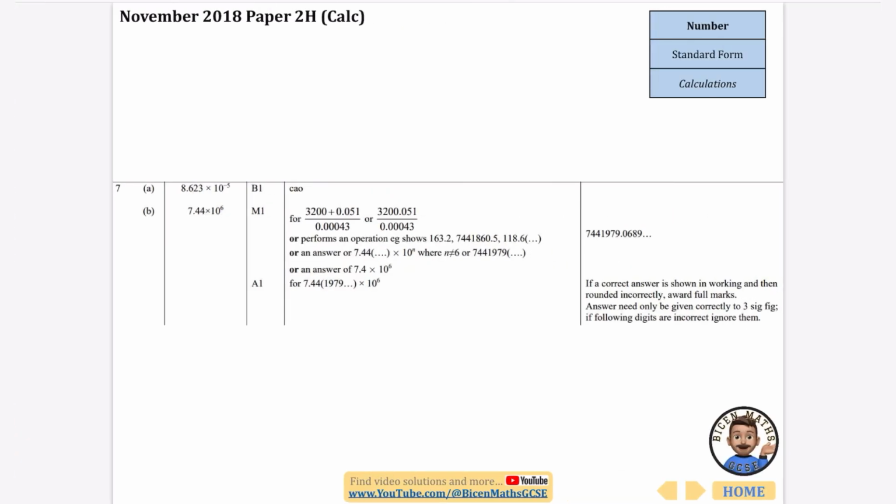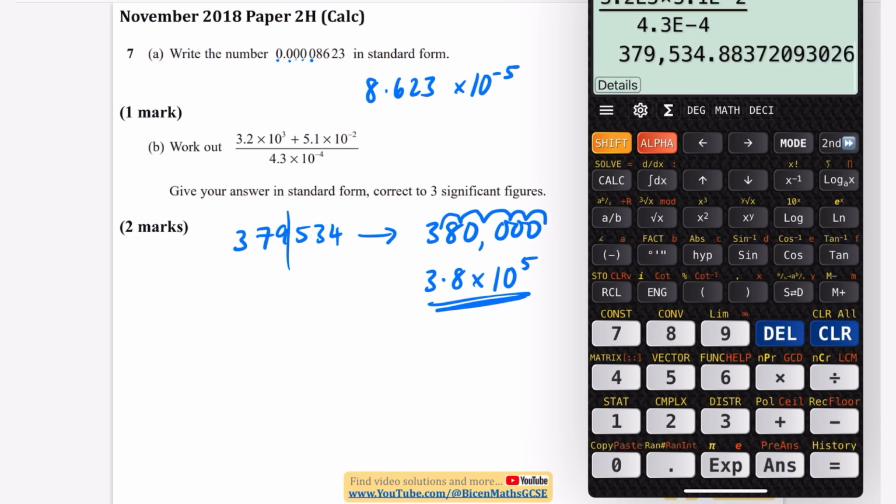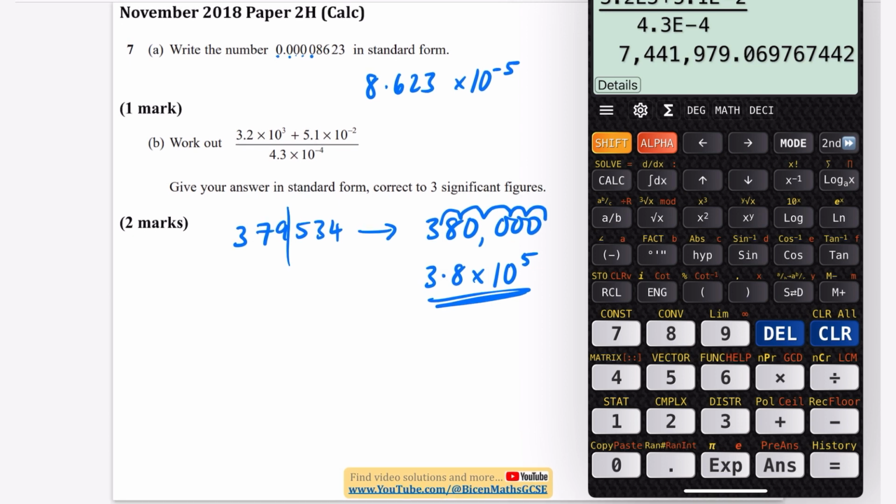Oh, I've done something completely wrong. Have I not typed this into the calculator correctly? So we've got 3.2 times 10 to the 3. Oh, I did times. I hope you spotted that when I was doing this. I'm going to delete that and change that to an add. Very easy to make these mistakes here. Now when I press equals, it changes the answer completely.